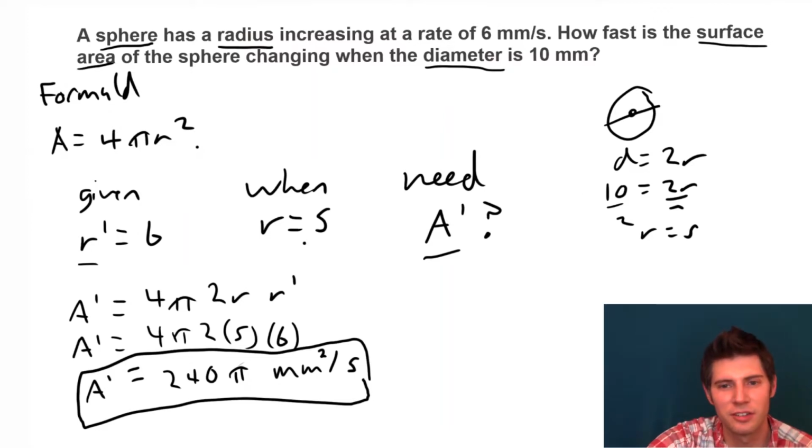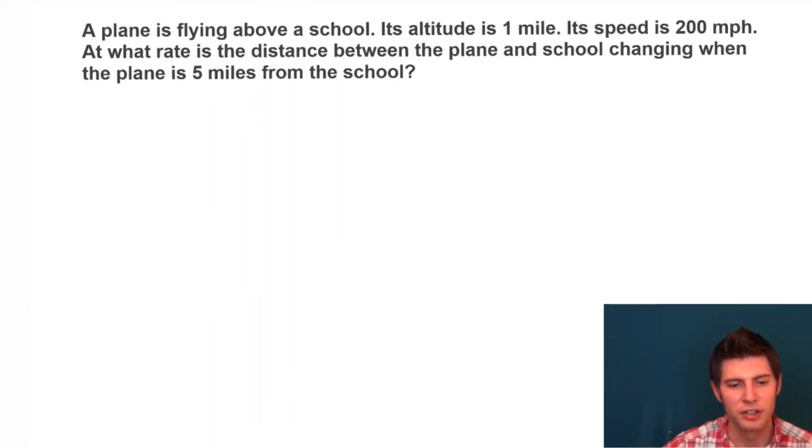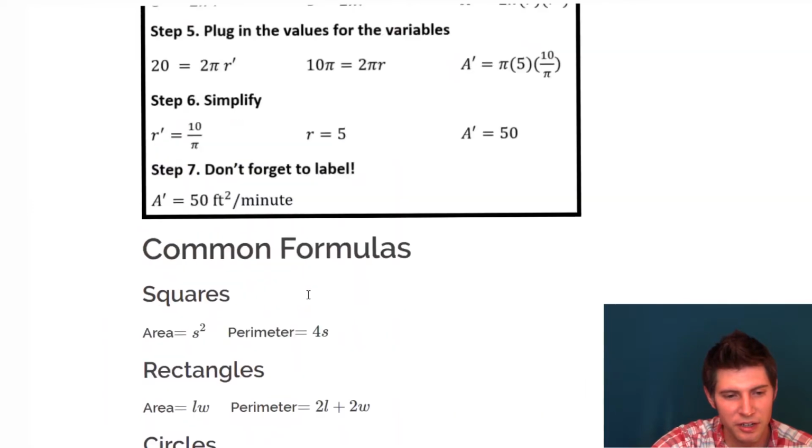Let's go on to the next. A plane is flying above a school. Its altitude is 1 mile. It's fixed altitude. Its speed is 200 miles per hour. At what rate is the distance between the plane and the school changing when the plane is 5 miles from the school? So this is another rule that we haven't really used yet.